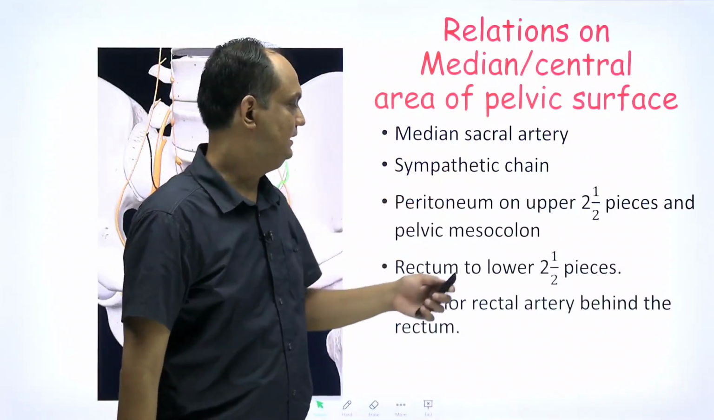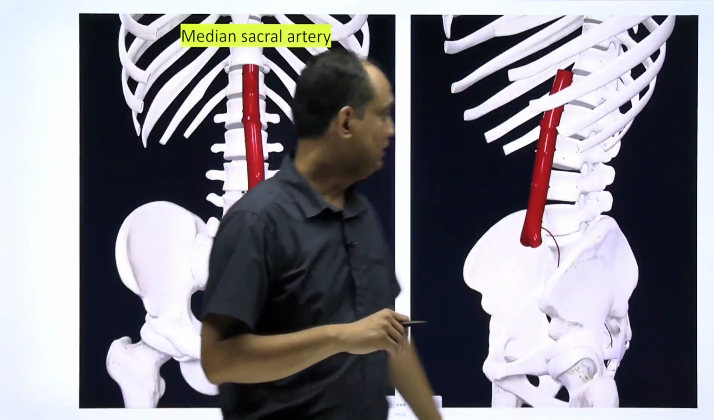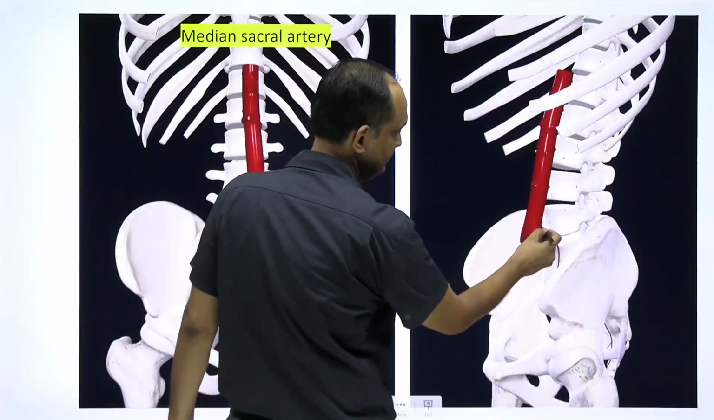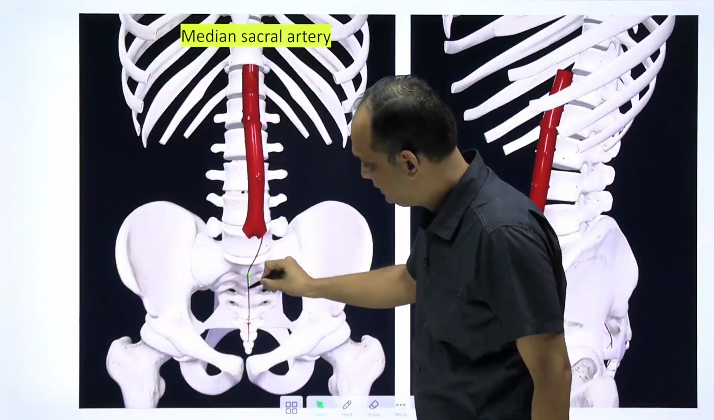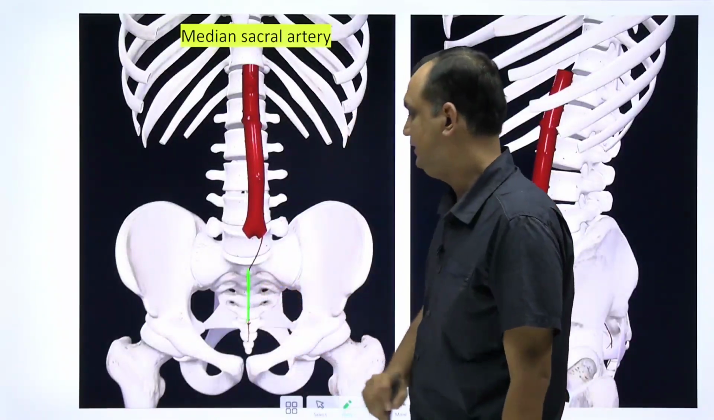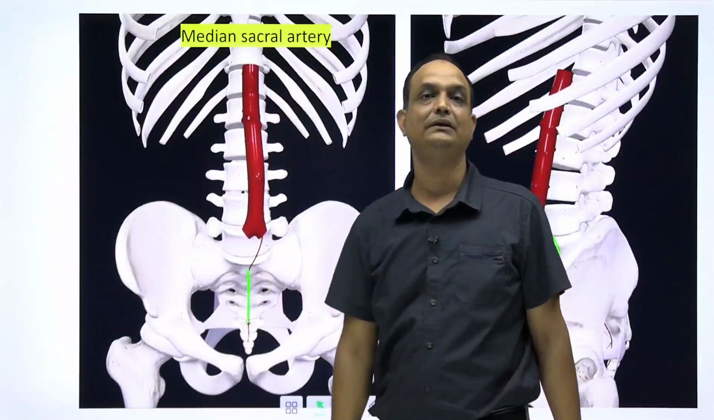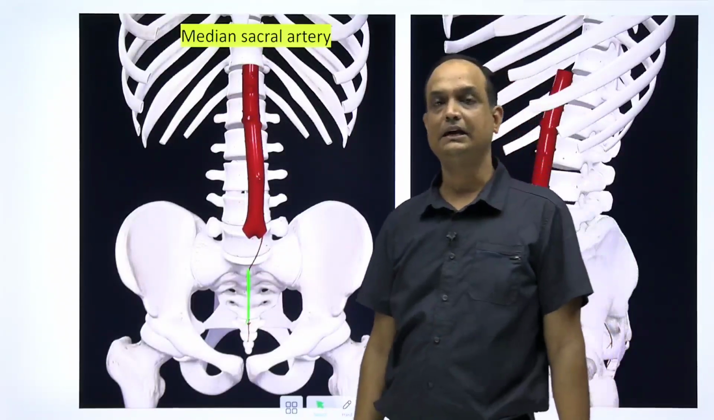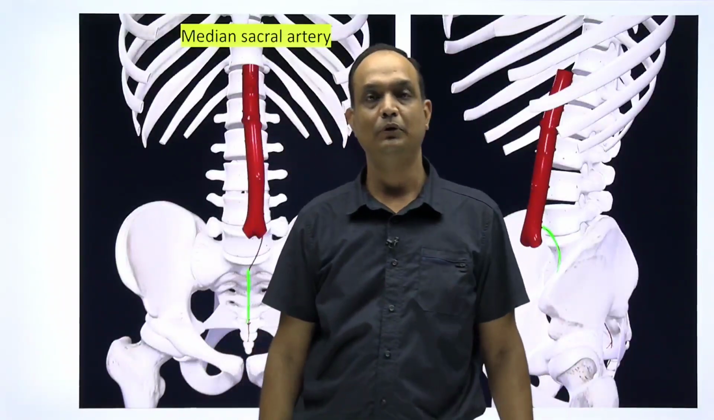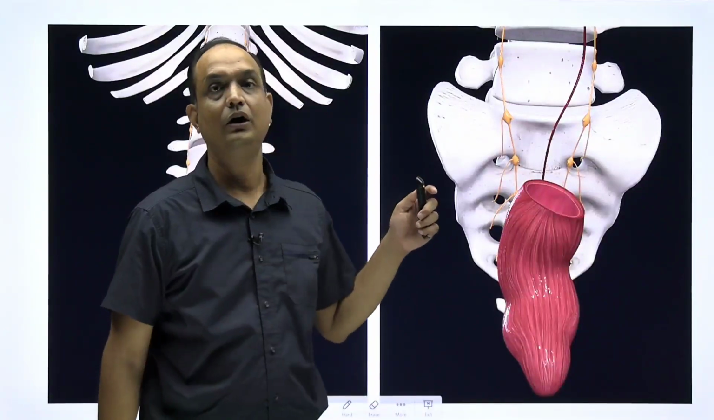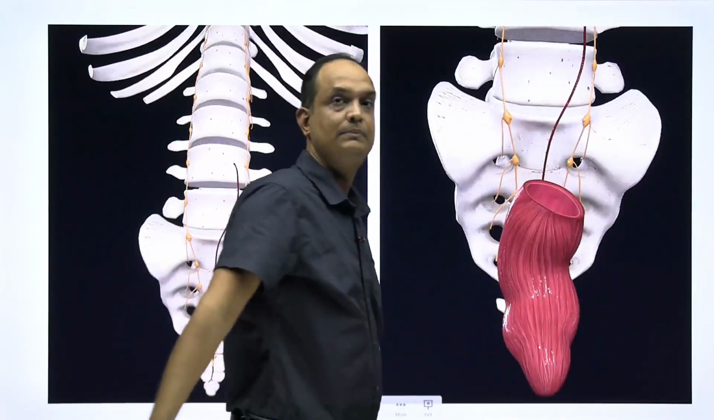So, the median sacral artery. If you see, the median sacral artery is a posterior branch of the aorta. Here you can see this artery arising from the posterior side of the aorta. It goes downward, and you can see that this artery is now running in the center of the pelvic surface of the sacrum. So what is the midline relation on the pelvic surface of the sacrum? The answer is the median sacral artery, and the median sacral artery is a branch of the lowermost end of the abdominal aorta. Then on both sides of the median sacral artery, you have the right and left sympathetic trunk.